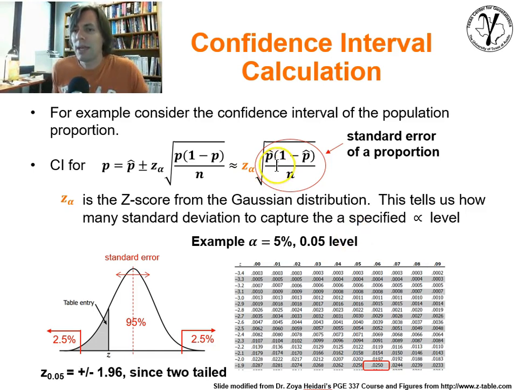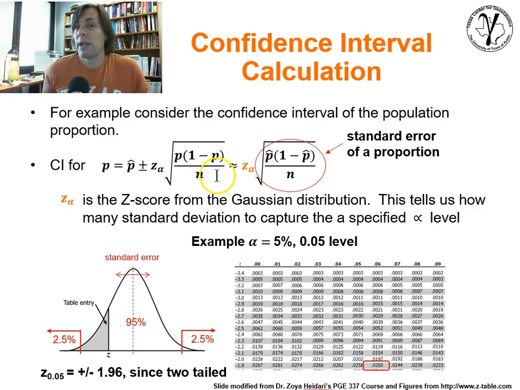So let's just start by looking at the equation, looking at how we would calculate the confidence interval of a population proportion. The population proportion, P, would be equal to an estimate of the population proportion, plus or minus a z-score derived from the Gaussian distribution, and we'll talk about that. Take the square root of the population proportion times 1 minus the population proportion, all divided by n, where n is the number of samples available.